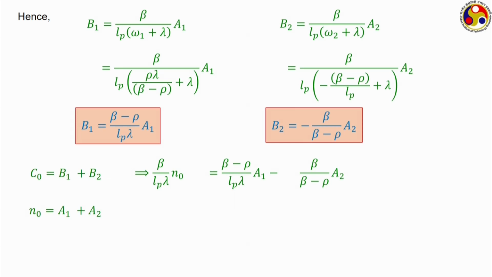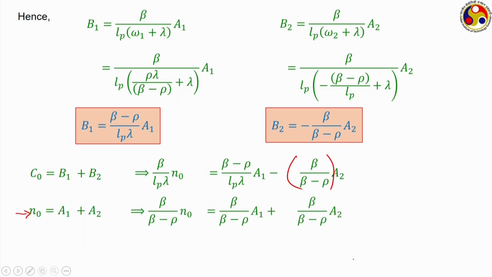So, let us multiply this equation of N naught equal to A1 plus A2 with this particular factor. Then we have beta upon beta minus rho into N naught equal to beta by beta minus rho into A1 plus beta by beta minus rho into A2. These two equations, now we add them together.